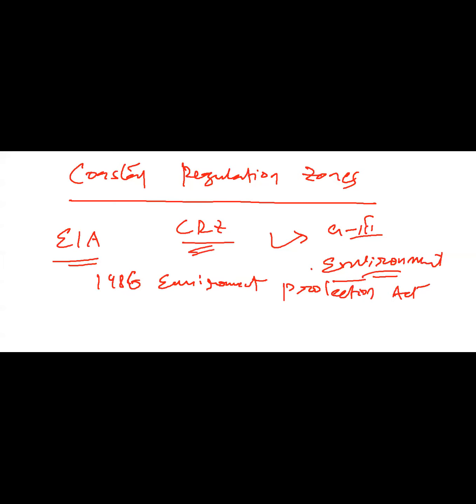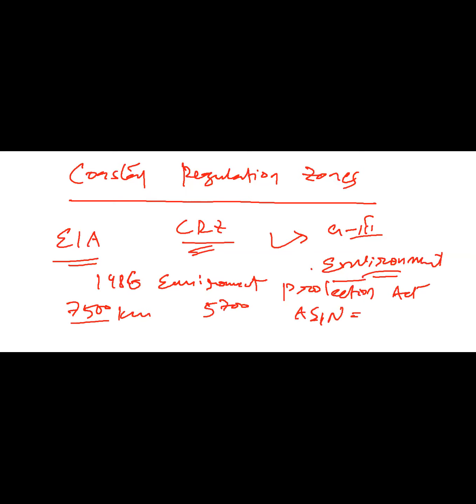As the name clearly says, this is specifically for the coastal areas. We have 7,500 kilometers of coast in the country in total. Of that, 5,700 kilometers is mainland coast. The rest is surrounding the Andaman and Nicobar. So this is one of the longest coasts in the world.